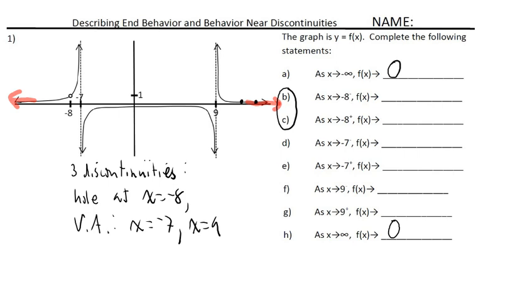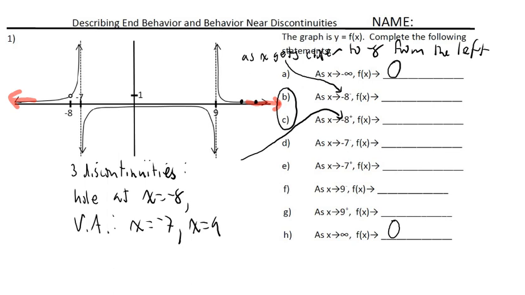All right, and I'm going to do my best to try to highlight this on the graph here. So question B is asking, what happens as I read the graph like this? As I'm getting closer and closer to negative 8 from the left. I'm coming from this direction. As you read this little red arrow, what's y getting closer to? -7. Good. Y is getting closer to -7.